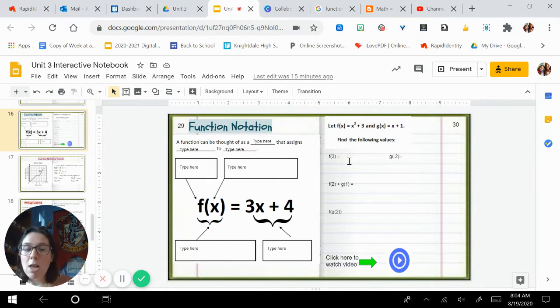Find out the answer. Same thing with g. G of x is here, so you're going to plug in -2. So plug in -2 wherever you see x. So -2 plus 1. What does that give you?